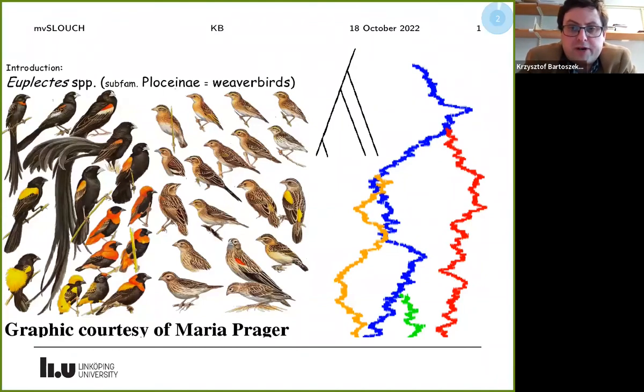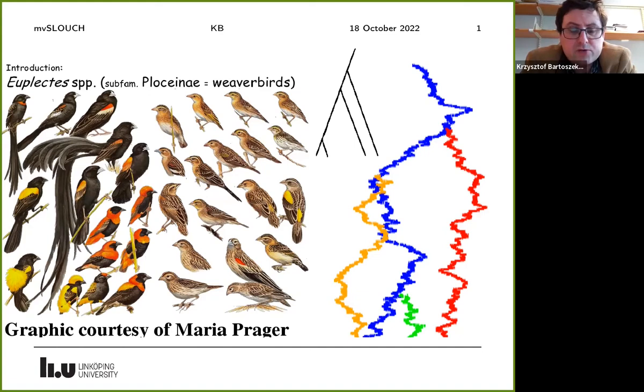So what are phylogenetic comparative methods? If one goes into nature and starts observing species that are closely related to each other, one will notice a diversity of traits in them. So for example, here we have Southern African bishops and weaver birds, and we can notice that some of these bird species have very, very long elongated tails. Others have very, very brightly colored plumages of these males. And biologists would like to study these traits.